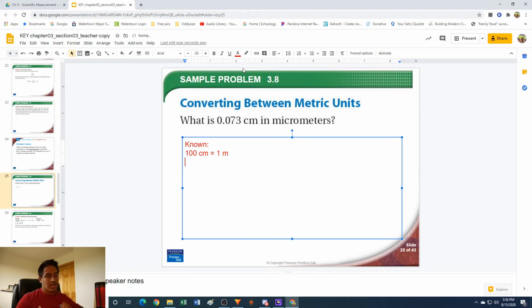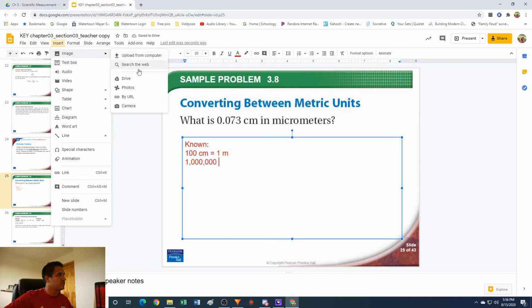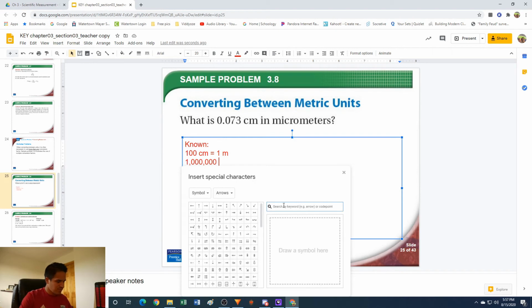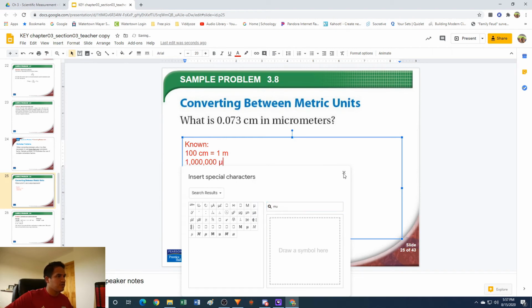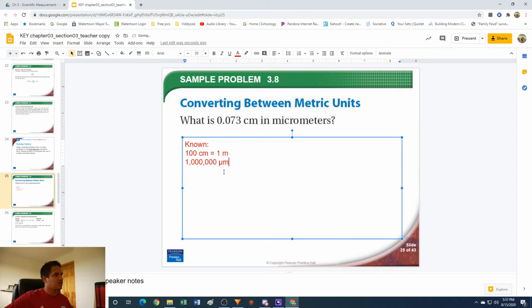And then we can think, well, what is a micrometer? How many micrometers are in a meter? Well, micro means 1,000,000 times smaller. So there are 1,000,000, and we'll do the special character for micro. Let's go to insert special character, type in mu, and there we go. So this weird looking M thing. So there are 1,000,000 micrometers in 1 meter. Those are the two conversion factors that we know. And we also know that we're starting with 0.073 centimeters.